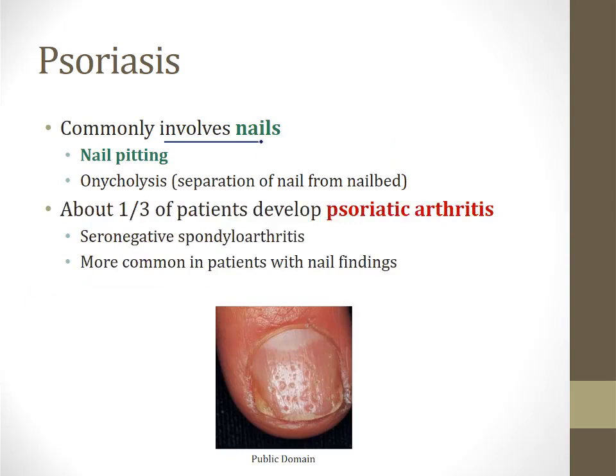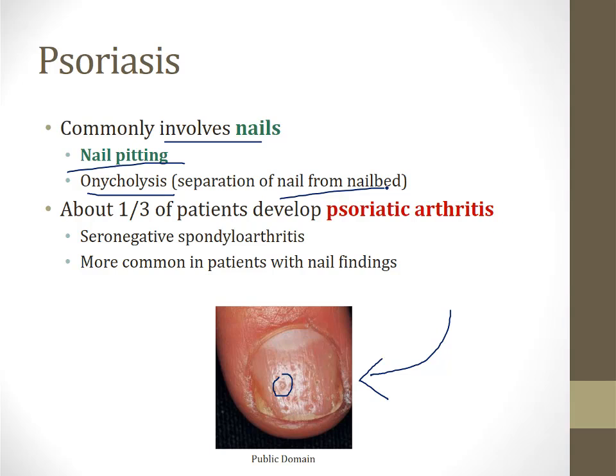Psoriasis commonly involves the nails. Many patients with psoriasis develop nail pitting. There's an example of that shown on the screen here. You can see the pits in this person's nail. In addition, many patients with psoriasis develop onycholysis, which is separation of the nail from the nail bed.